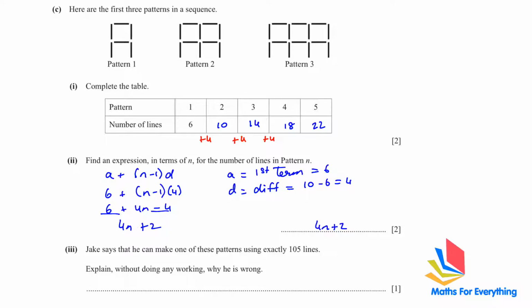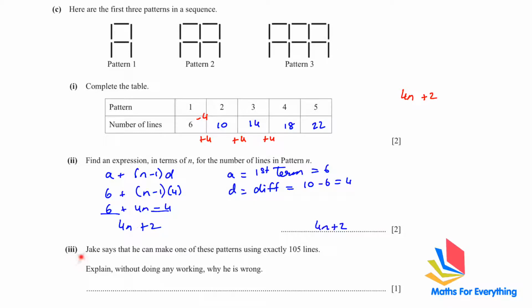There's a shorter way to solve this. Whatever is your difference, write it with n. So our difference is 4. We write 4n. And then subtract it from the first term, 6 minus 4 plus 2. You can use either way to get the answer.